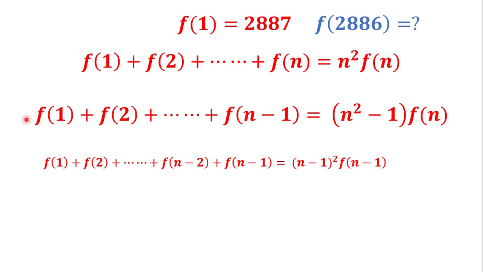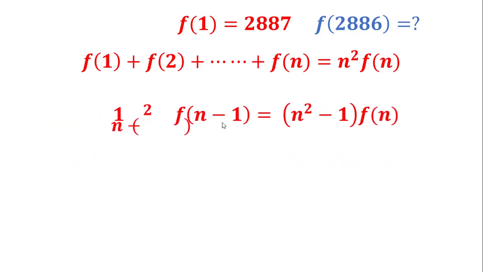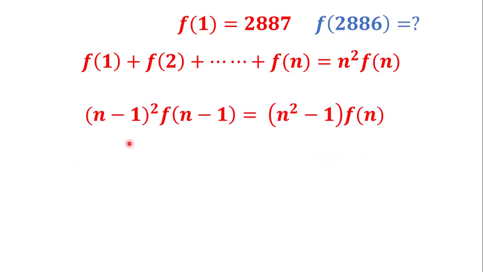Look at these two equations. One side of these two equations is the same. So we can put (n squared minus n) times f(1) equals (n-1) all squared times f(n-1). We found a relation between f(n-1) and f(1).